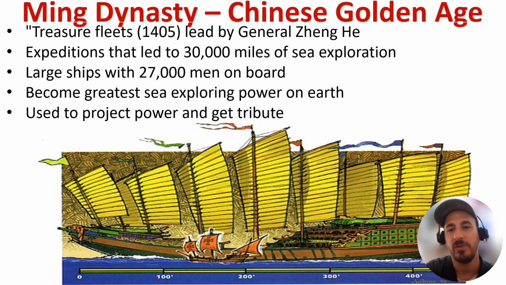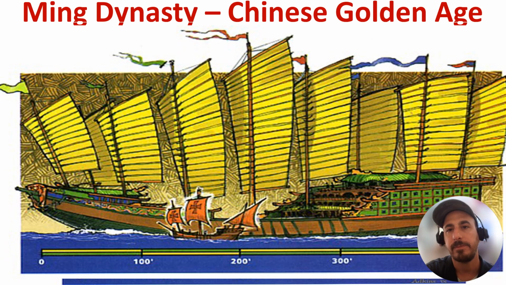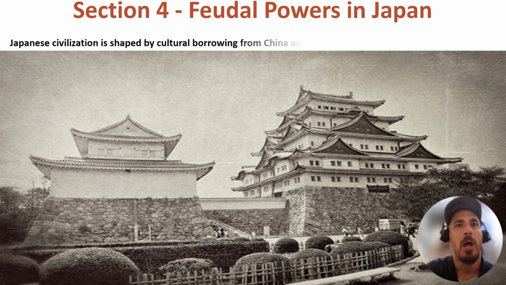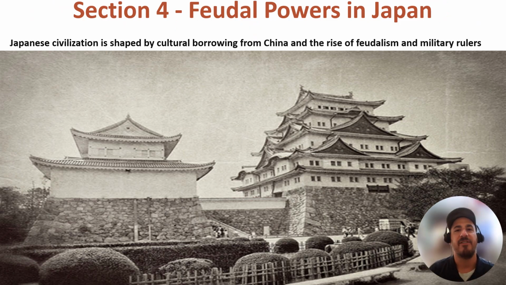But just to show you a bigger picture of the treasure fleet, look at this. Look how insane that ship is. It's insane. Okay, guys, so what we're going to do now is finish up this unit with what's called Section 4. We're going to hit Japan. It's time to talk about what Japan's been doing.